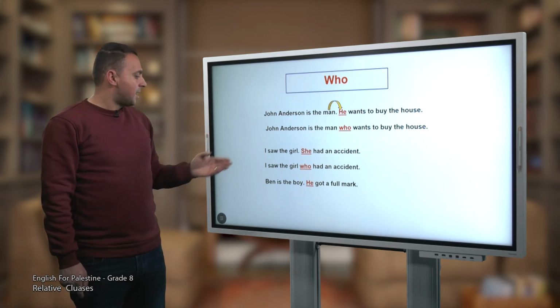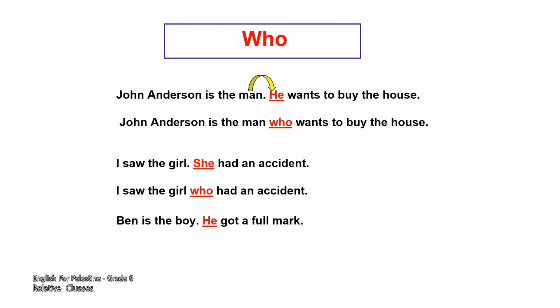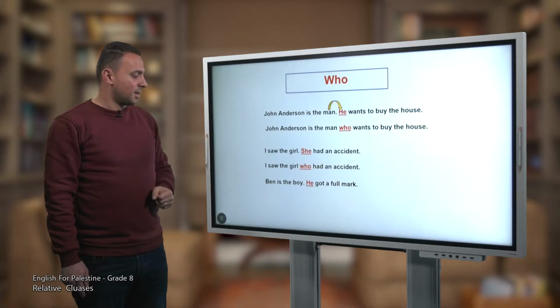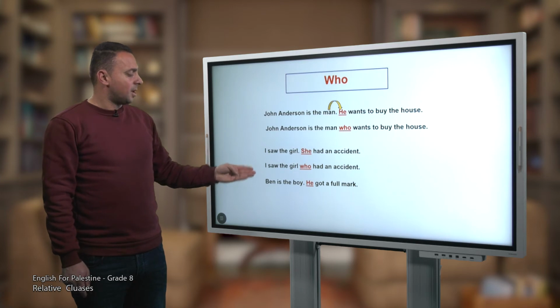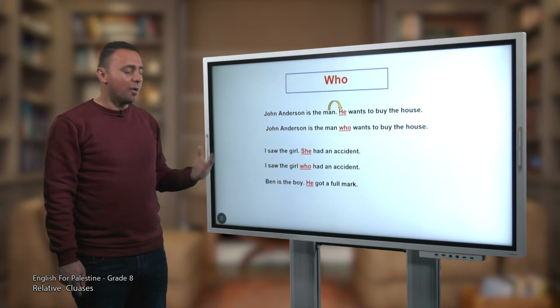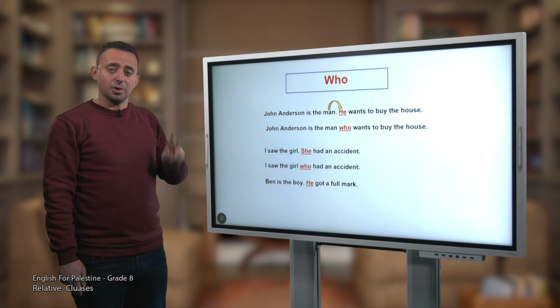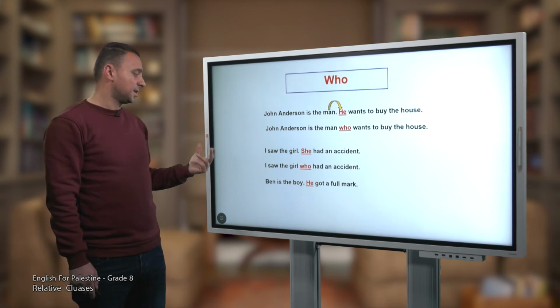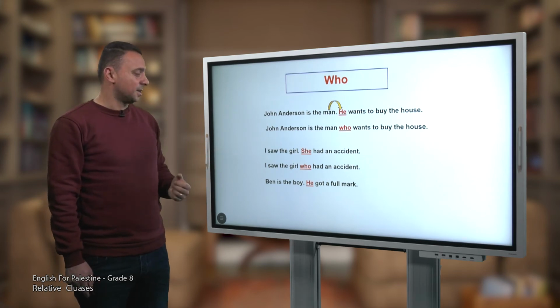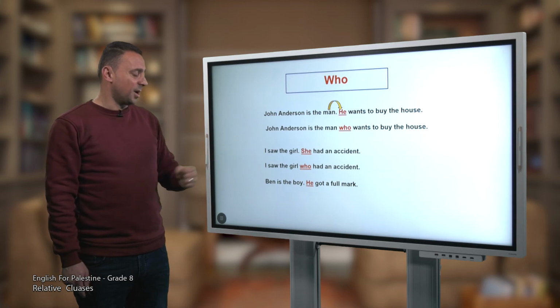Let's read. Ben is the boy. He got a full mark. Again, Ben is the boy. He got a full mark. How many sentences do we have? We also have 2. The first sentence is Ben is the boy. The second one is he got a full mark.